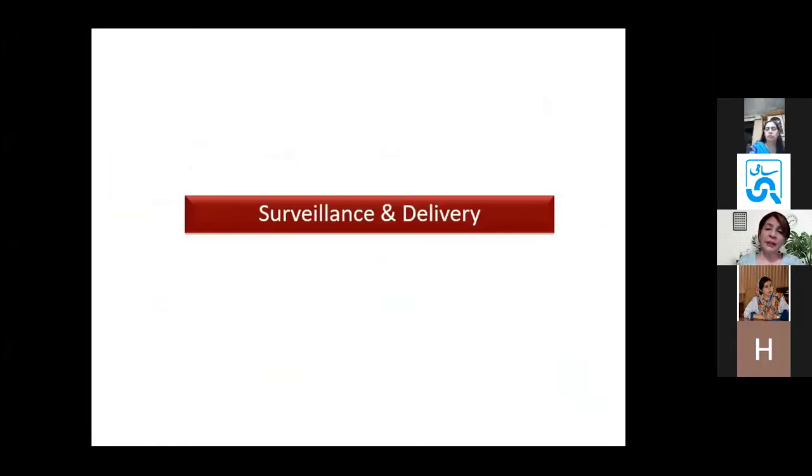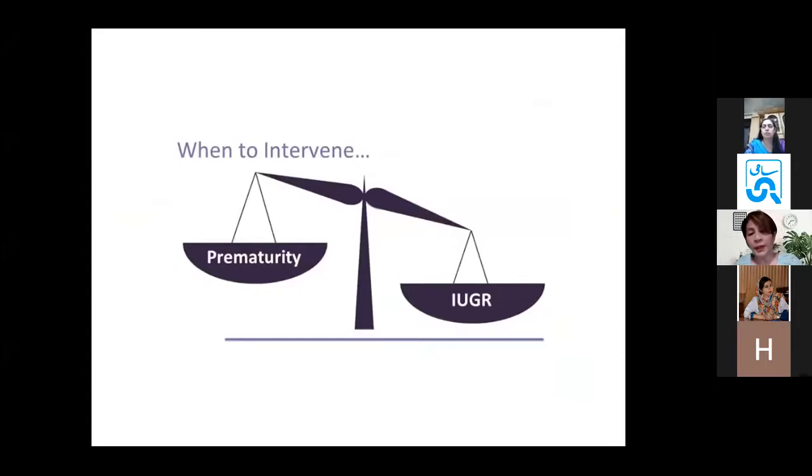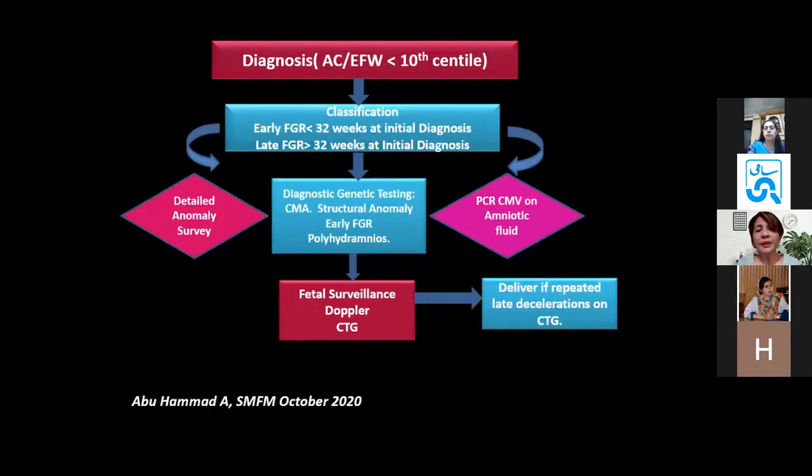Moving on to the surveillance and delivery, it is important because, as I've already explained, prematurity has to be weighed against the risk of stillbirth. Now, I've tried to make a little flow chart to see how we are actually going to work on this if we encounter somebody with abdominal circumference or estimated fetal weight below the 10th centile. The first and foremost thing one has to do is to classify it into early or late, depending on the initial diagnosis. Once you have diagnosed, one has to look at the detailed anatomical survey, because often the early onset fetal growth restriction can be associated with chromosomal abnormalities and structural abnormalities, and therefore in many of the early onset fetal growth restriction, one advises invasive testing.